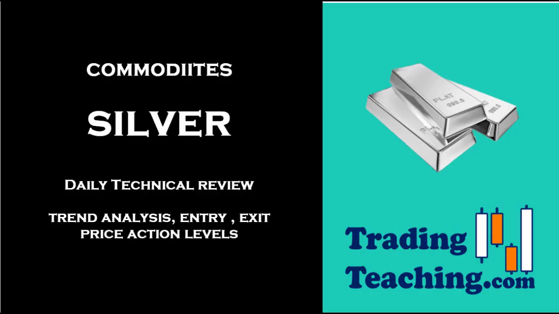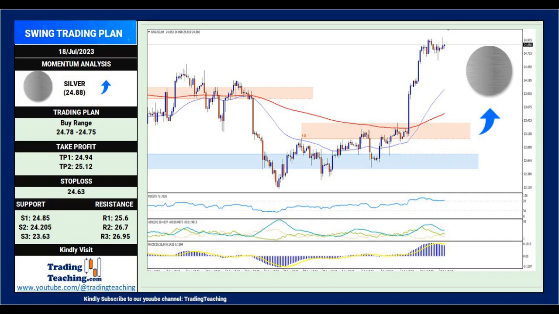Silver technical view. The current silver price is 24.88. The technical analysis forecast for the next 2 to 3 days suggests a favorable uptrend for silver. The 24.78 to 24.75 price zone is a good area to buy, with an expected upside of 24.94 and 25.12. If market behavior changes, stops should be placed at 24.63 to control the risk.